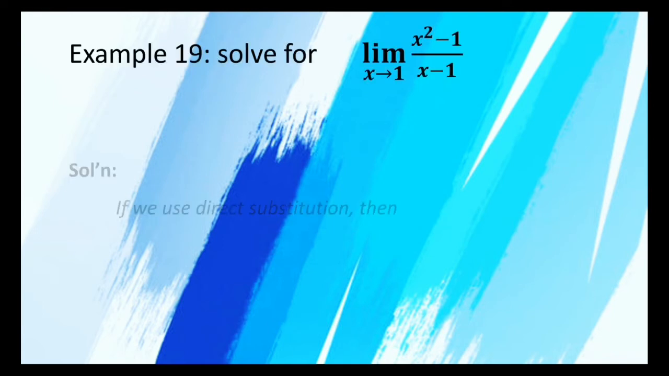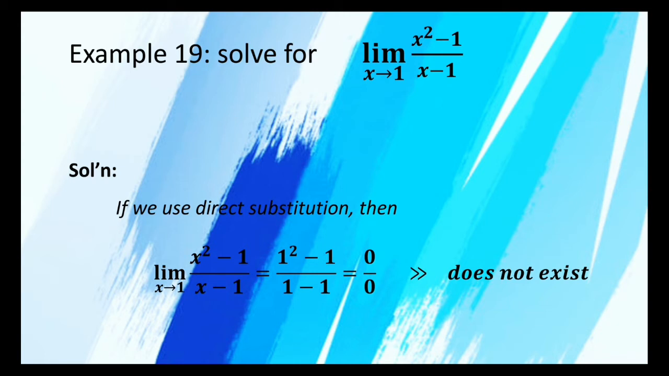Okay, so say for example this one. Solve for the limit of x squared minus 1 over x minus 1 as x approaches 1. So if we use direct substitution, if we substitute all x by 1, so in aning mahitabo. So 1 squared minus 1 and 1 minus 1. So you have the 0 over 0, which is undefined or in limits that is called does not exist. Okay? So dili ka maka-direct substitution.